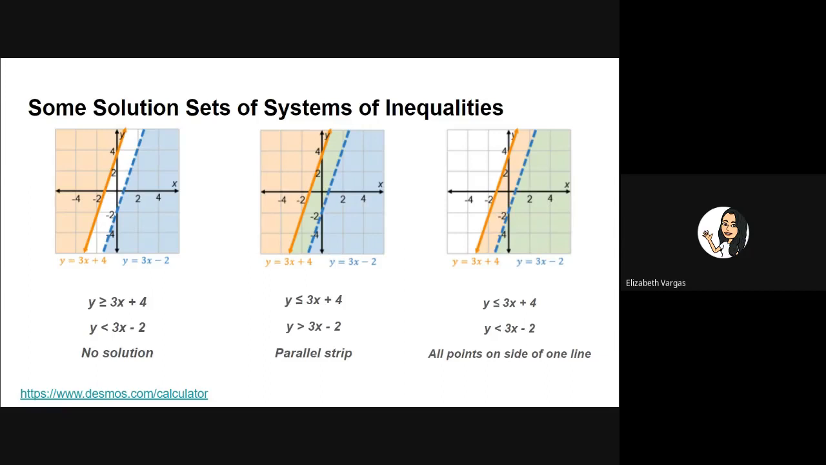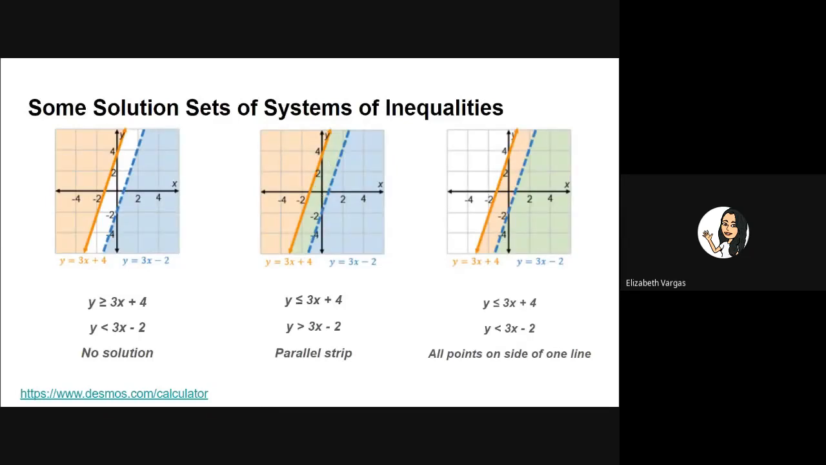For example, here I have y is greater than 3x plus 4 and y is less than 3x minus 2. As I graph those two, and I know how to graph those, we've gone over that, what I notice is they never intersect with each other. Neither of those equations ever intersect. And so that means they have no solutions. However, if I put y is less than 3x plus 4 and y is greater than 3x minus 2, what I'll notice when I'm graphing them is they'll have an intersection, and our intersection will be this strip right here.